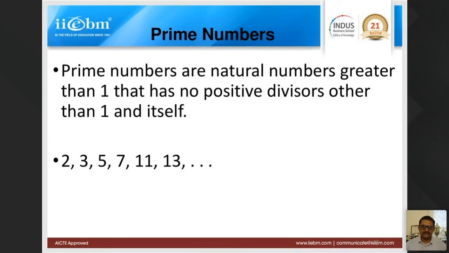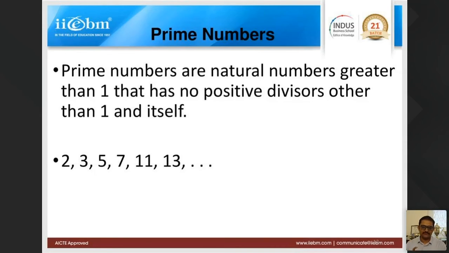Let us take an example of 11. So 11 is a prime number. Why is it a prime number? It is a natural number. It is greater than 1. And it has only 2 divisors, which are 1, because 11 is exactly divided by 1 giving 11, and the other divisor of 11 is the number 11 itself. We don't have any divisor other than 1 and the number itself.